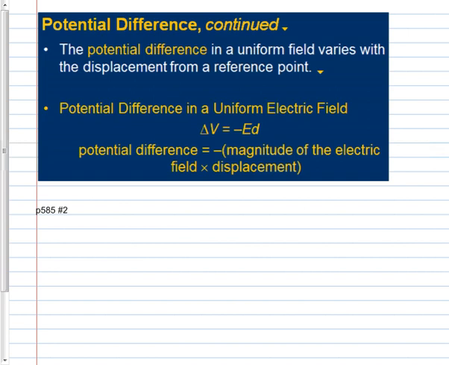Potential difference in a uniform field varies with the displacement from a reference point.